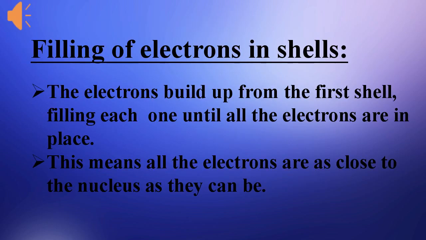Filling of electrons in shells. My dear students, the electrons arrange themselves around the nucleus by following certain rules. They build up from the first shell, filling each one until all their electrons are in place. This means all the electrons are as close to the nucleus as they can be.